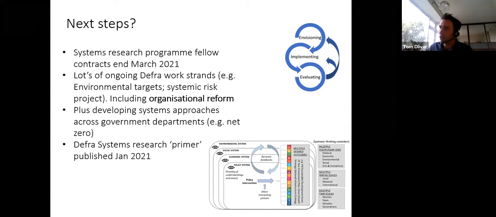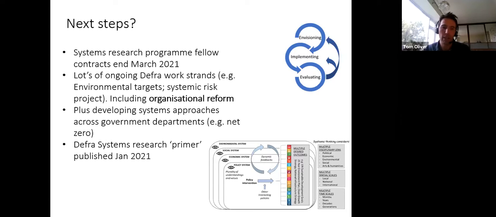And we also need to take a transdisciplinary approach involving citizens and stakeholders in a much more post-normal way. So that's a really exciting place to work. And I hope we can continue, and Defra can continue to develop that across working, across government as well, especially on challenges like net zero.